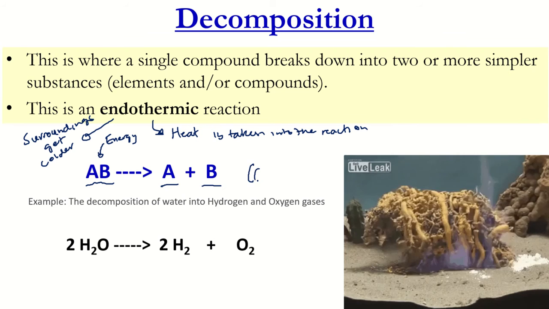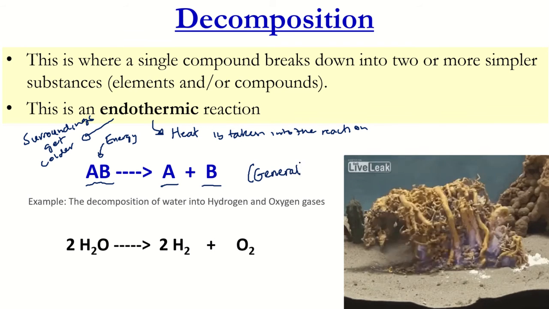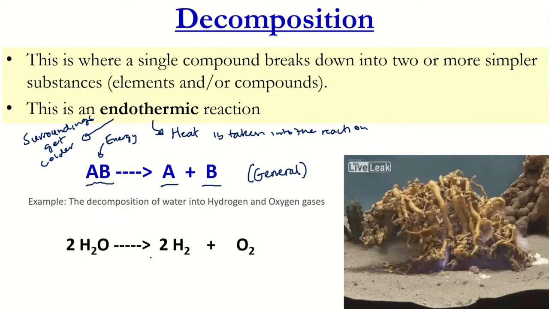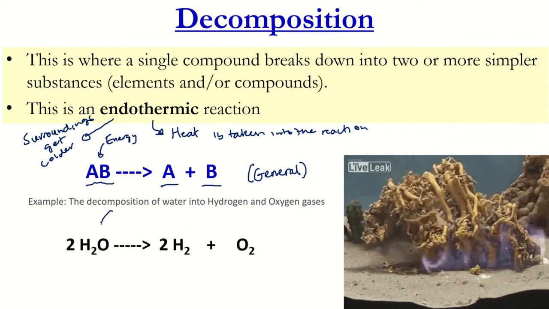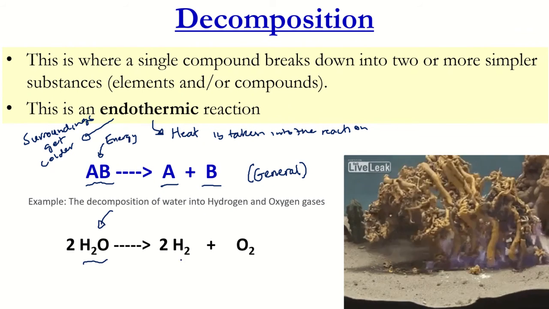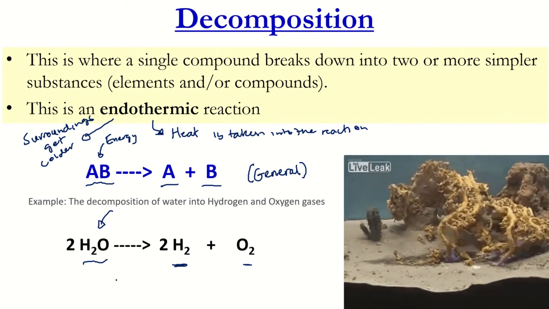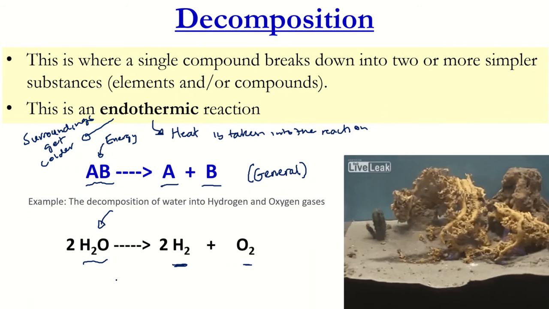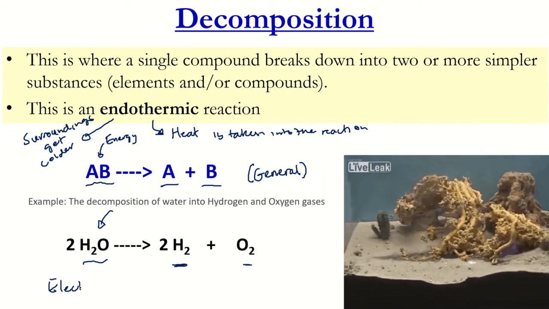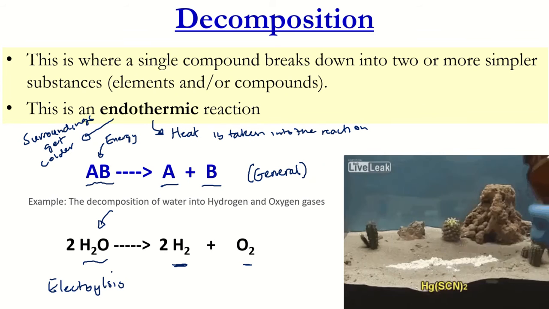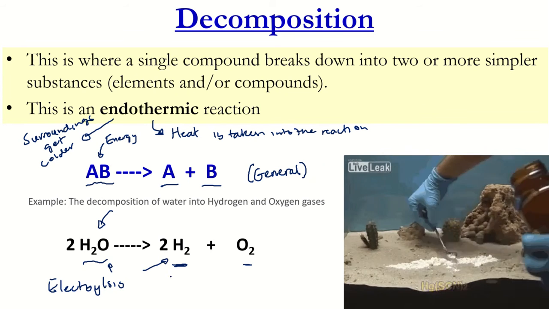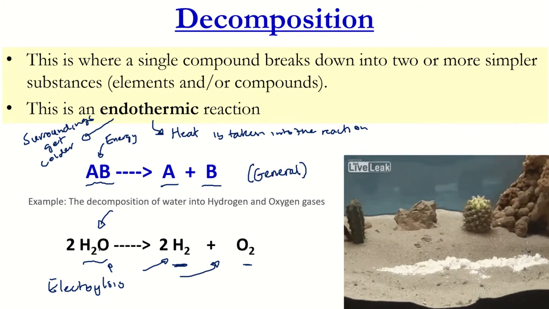This is our general formula to describe a decomposition reaction. This is just one of the examples. So if we want to decompose water into hydrogen and oxygen, this is what we're seeing here. Okay, this example is known as electrolysis. So it's actually using electricity to separate water into hydrogen and oxygen, because water is a very stable compound. So it needs a little bit of a kickstart to cause this breakage.